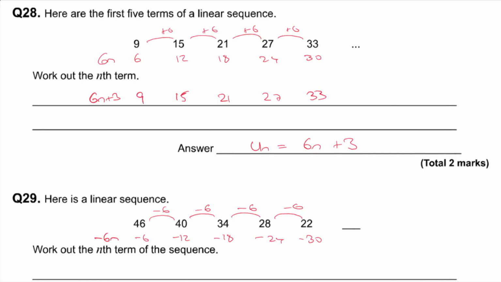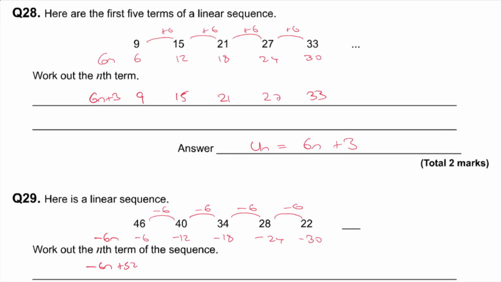Now you might be thinking that looks nothing like the sequence that I've been given up here, but actually it does, because what's the difference between 46 and minus 6? That's 52. If you add 52 to each one of my numbers, it comes out to be the number from the sequence, doesn't it? So 52 minus 6 is 46. So if I got minus 6n plus 52, that gives me the desired sequence then, doesn't it?